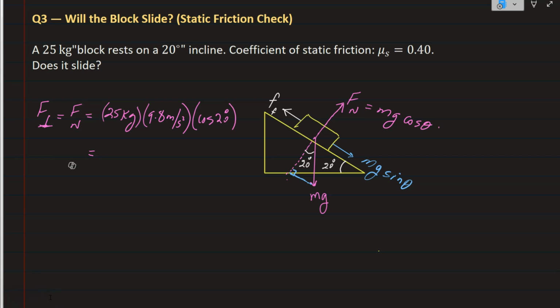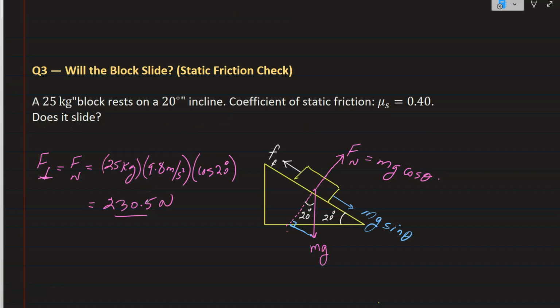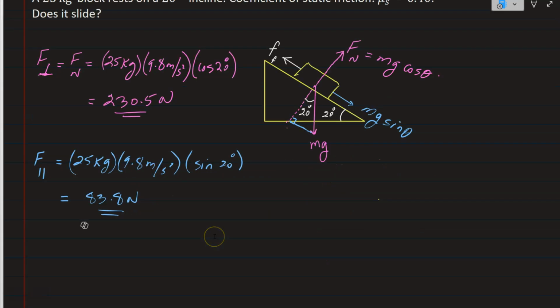So here it is, and when you do the math after plugging in the numbers, you get 230.5 newtons for the normal force, which is the perpendicular force. We're going to do the same thing for mg sine theta, the component of the weight. Here's the parallel force to the plane.